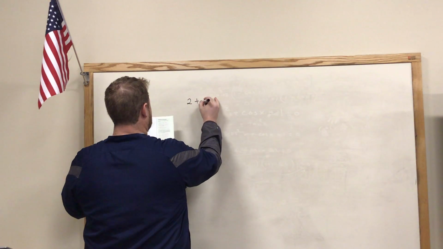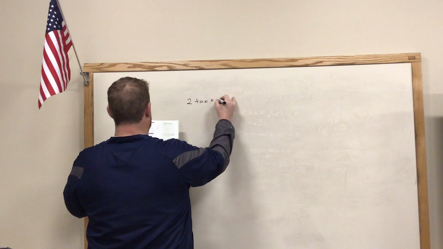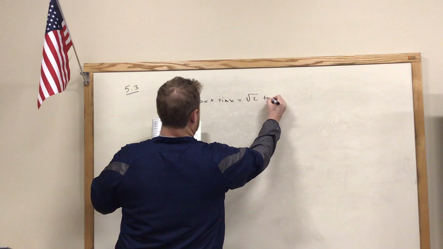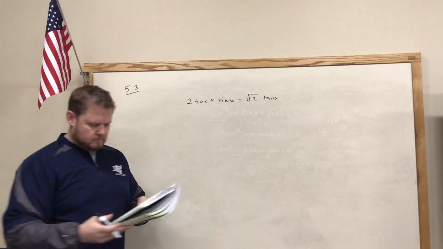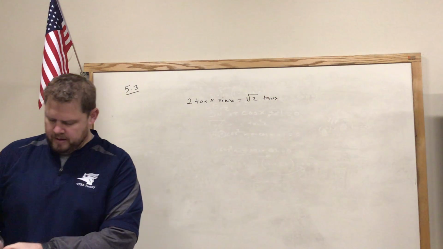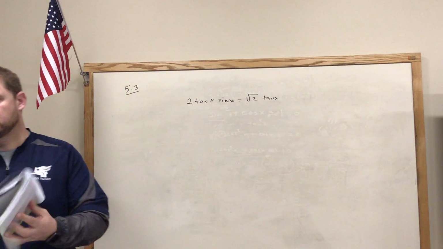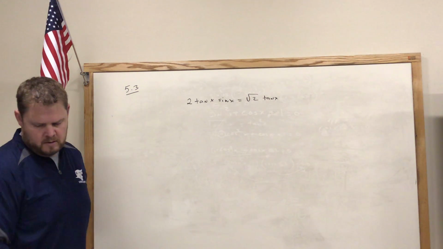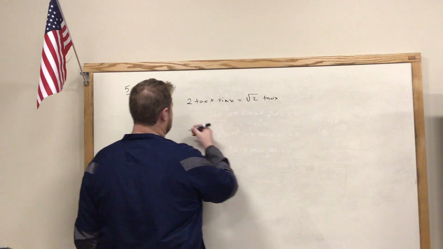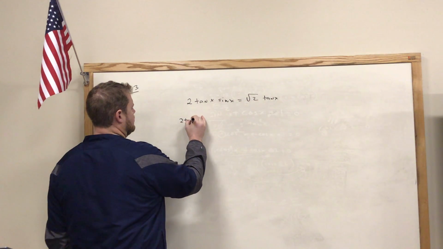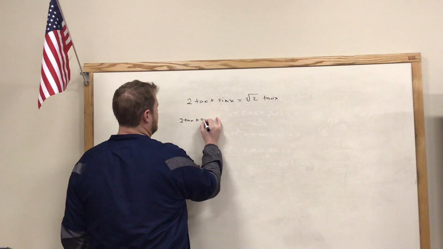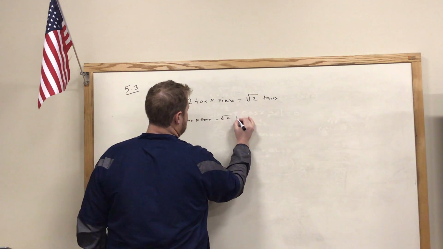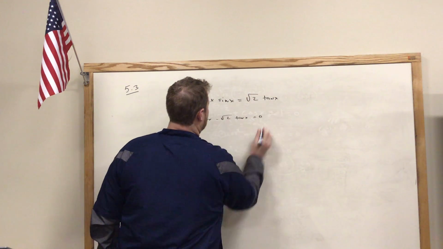2 tangent x sine x equals square root of 2 tangent x. All right, so what are we going to do first? What's our first step? Bring it over, right? Make it equal 0. So 2 tan x sine x minus square root of 2 tan x equals 0.